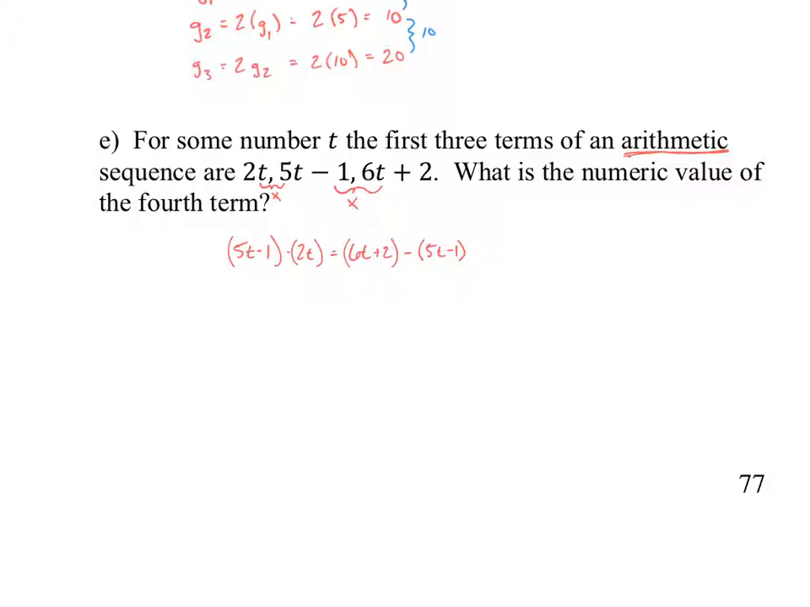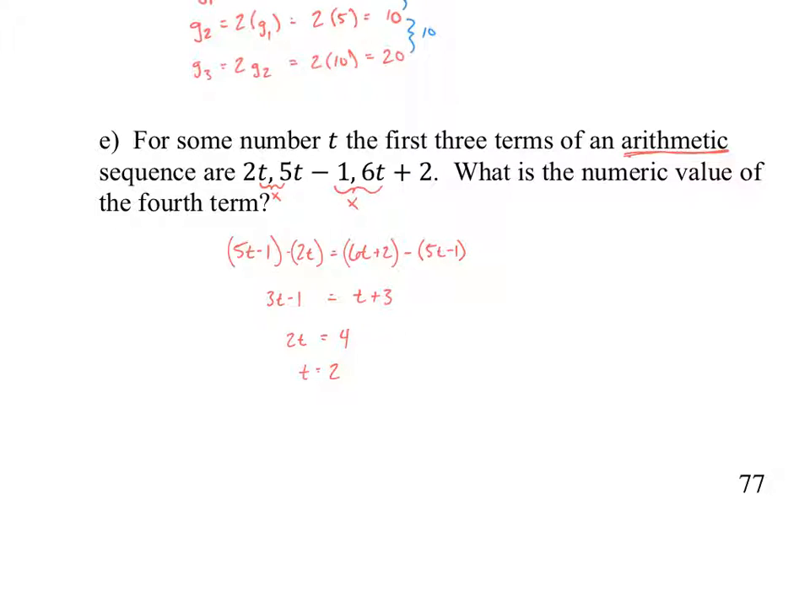What is t? Just some quick algebra. This becomes 3t minus 1 over here. This becomes t plus 3 over here. And this becomes 2t, this becomes 4, t becomes 2. Just some quick math. So now I know that t could be 2. And I'm going to use that to figure out what these three terms are.